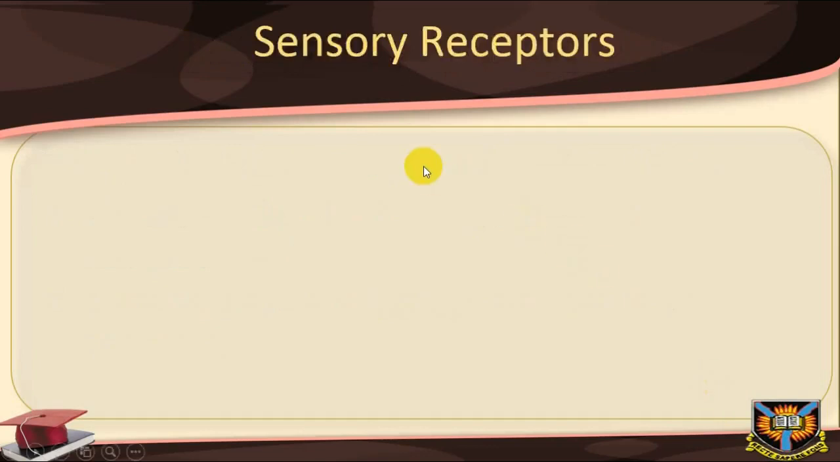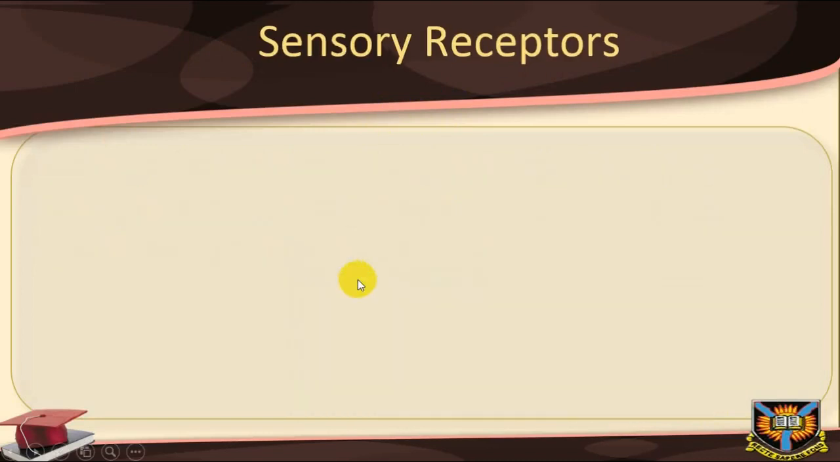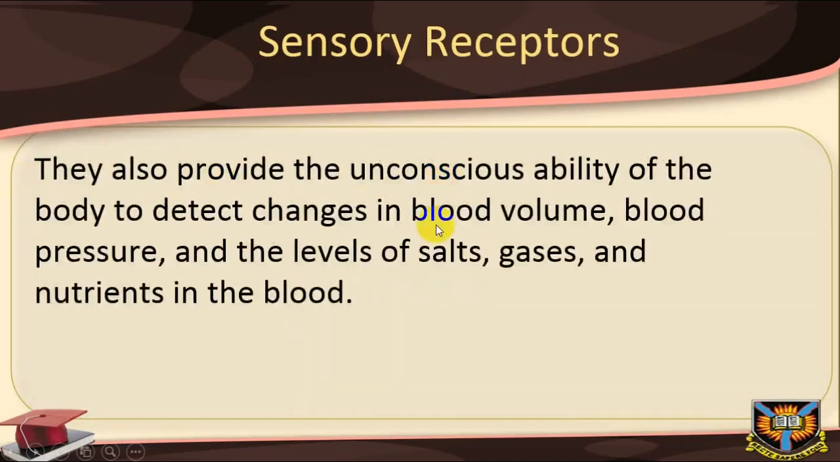Contents. Sensory receptors account for our ability to see, hear, taste, and smell, and to sense touch, pain, temperature, and body position. They also provide the unconscious ability of the body to detect changes in blood volume, blood pressure, and the levels of salts, gases, and nutrients in the body.